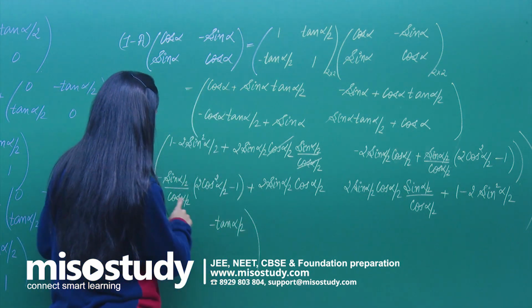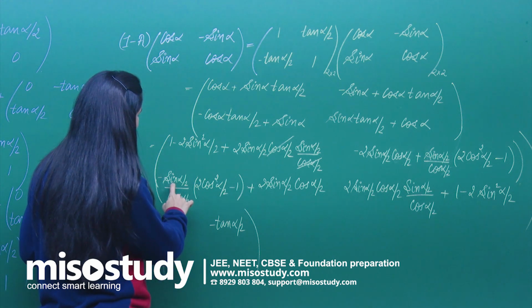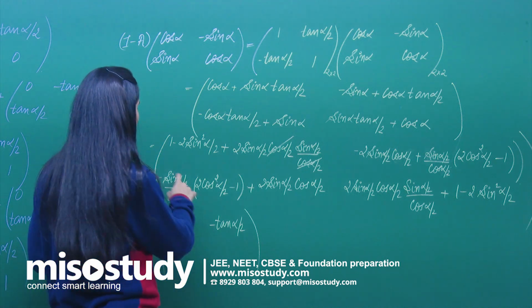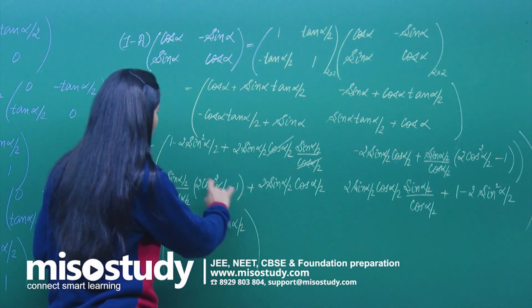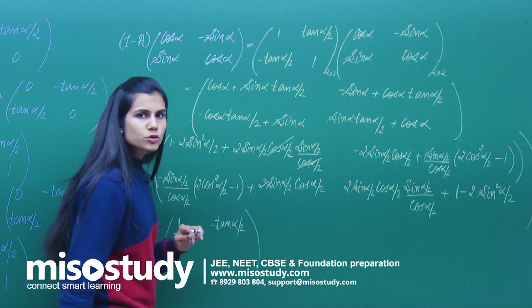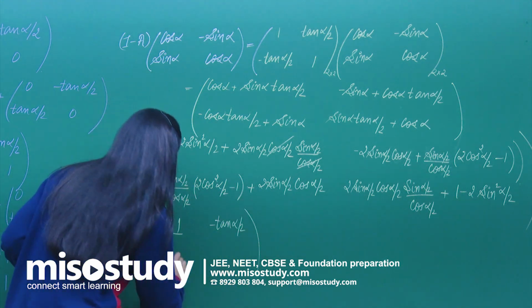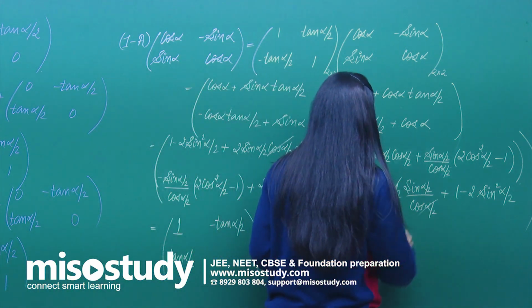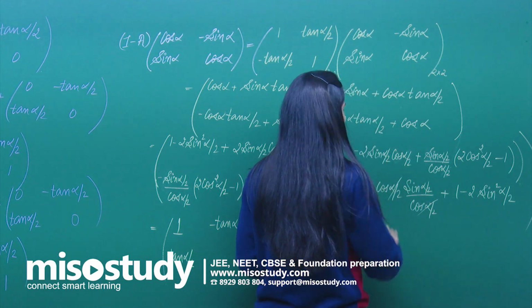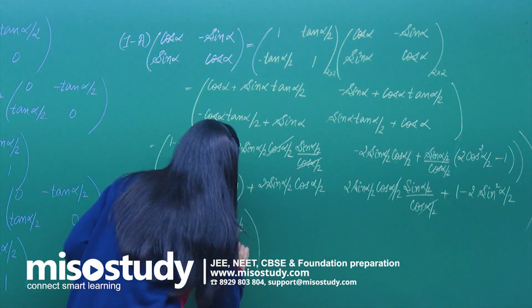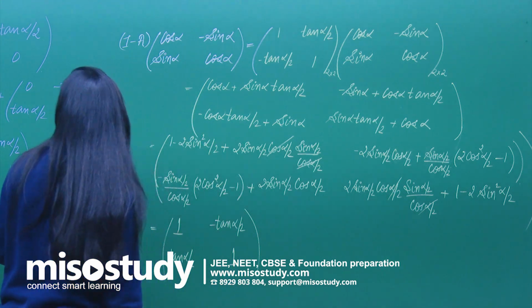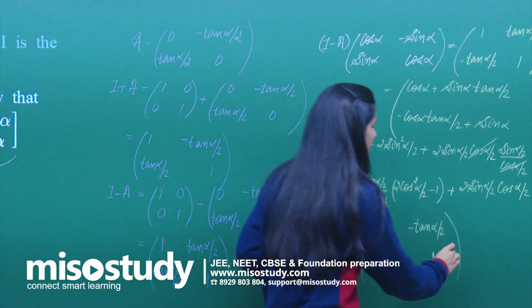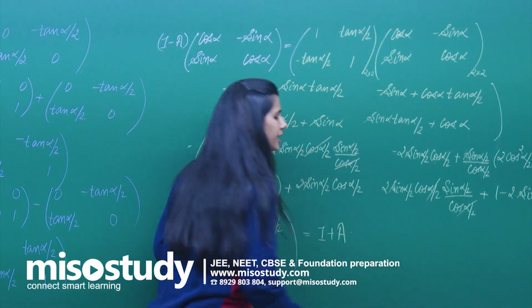Here if you carefully see, if you multiply this, you are going to get what? Sine alpha by 2 upon cos alpha by 2. This cos alpha by 2 and cos alpha by 2 gets cancelled out. You are left with minus 2 sine alpha by 2 cos alpha by 2 plus tan alpha by 2. And here it is plus 2 sine alpha by 2 cos alpha by 2. So this and this gets cancelled out. You are just left with tan alpha by 2. And here eventually this gets cancelled out. Minus 2 sine square alpha by 2 plus 2 sine square alpha by 2 gets cancelled out, plus 1. This is what you are left with. And here if you focus upon I plus A, it is also the same matrix, and therefore this has come out to be equal to I plus A.